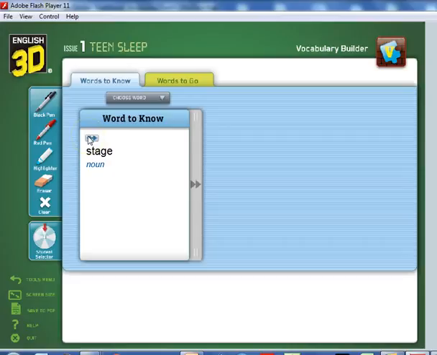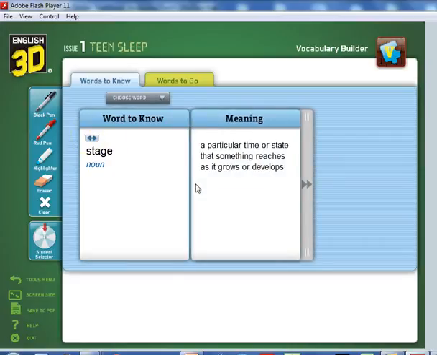Stage. Stage is a noun. In this issue, the meaning of stage is not on stage, where the actors are, but stage as a time, a particular time or state that something reaches as it grows or develops. A stage is a particular time or state that something reaches as it grows or develops.